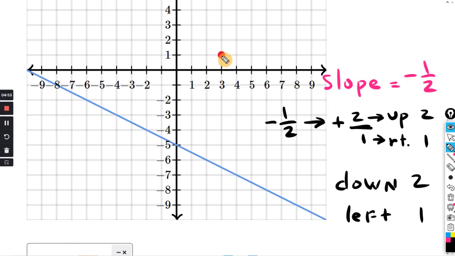So start at the point. Go down 2, 1, 2, and then go left 1. Left 1, okay, and you got a point there. Now do it again. Down 2, 1, 2, left 1. Right there, you got a point there. Finally, one more time. Down 2, 1, 2, and left 1. There you go. You got a point right there.